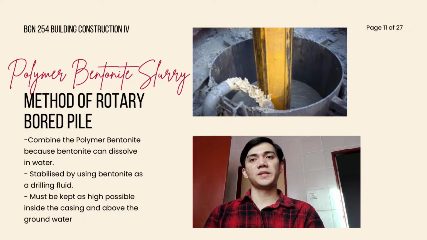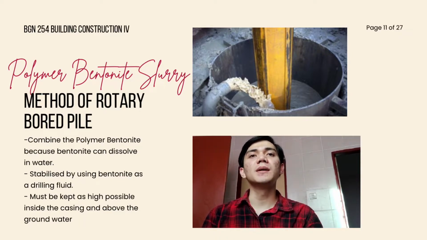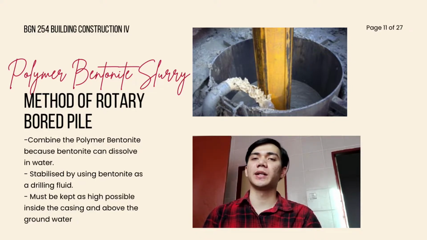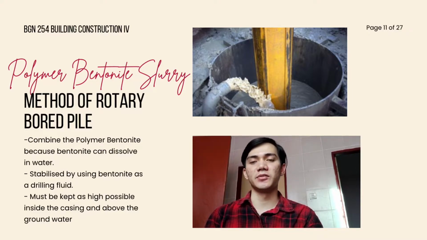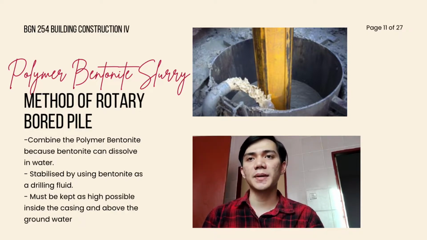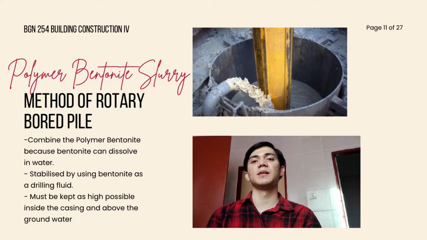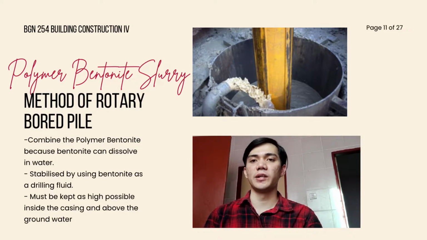For the polymer process, a high turbulence mixer was used to combine the polymer bentonite. Because bentonite can dissolve in water, it was used. The bored hole is then stabilized by using bentonite as a drilling fluid. Throughout the drilling process, the bentonite must be kept as high as possible inside the casing and much above the groundwater that is already there.